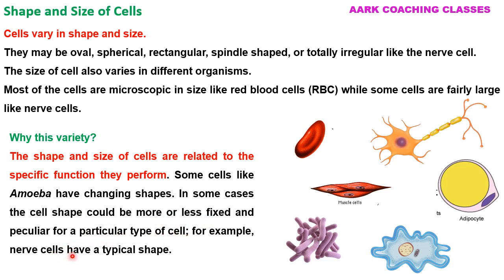For example, nerve cells have a typical shape. There is a cell body, then there is an axon, then there are dendrites, etc. Their function is to receive signals and transfer them. This axon may be very long. So the shape and size depend on their function.